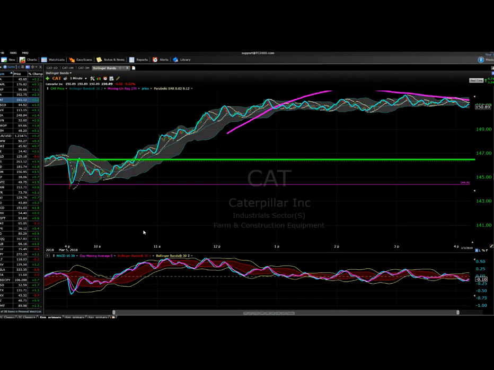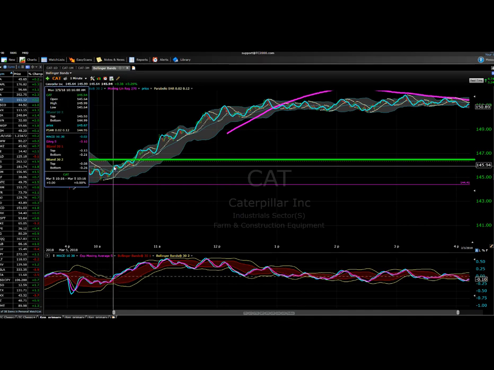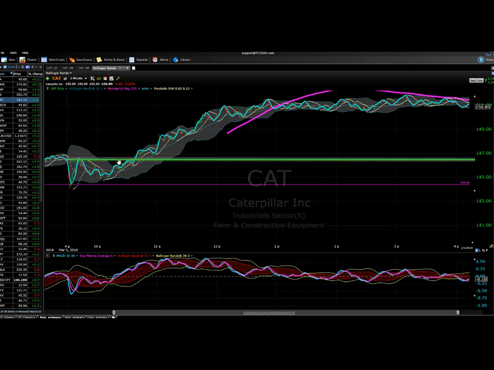Just a quick look at Caterpillar on the daily. You can see it basically the same pattern. It crosses the zero line here, so you're long at 145.94, so 146, call it. This was the mechanical entry, and then you're selling at 151, so $4 in a very orderly fashion.